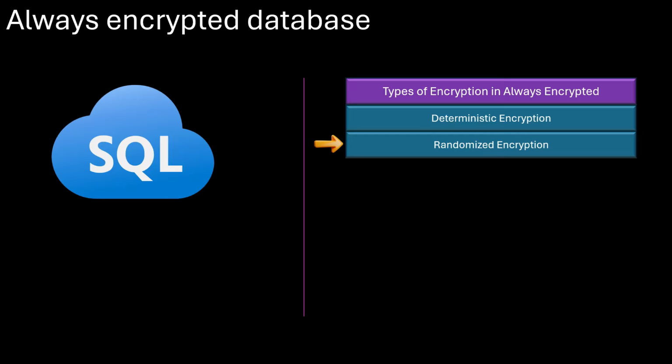And the second one is randomized encryption. Randomized encryption encrypts the same plain text value into different ciphertext each time. It is more secure but does not allow searching, grouping, or indexing on encrypted data. It is best for highly sensitive data such as personal notes, investigation comments, or confidential reports. Bottom line, which one to choose? You should use deterministic encryption when you need to search or group data, and you should use randomized encryption for maximum security when queries aren't required.